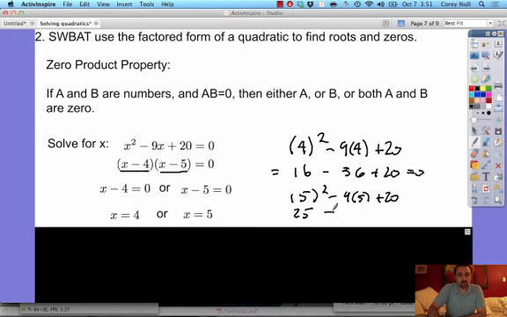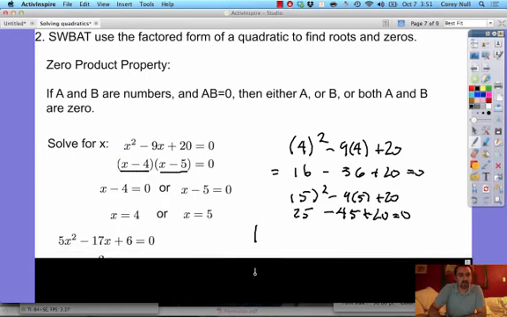$25 minus 45 plus 20 indeed does equal 0. These are the two places where this parabola hits the x-axis. Okay. How about this one?